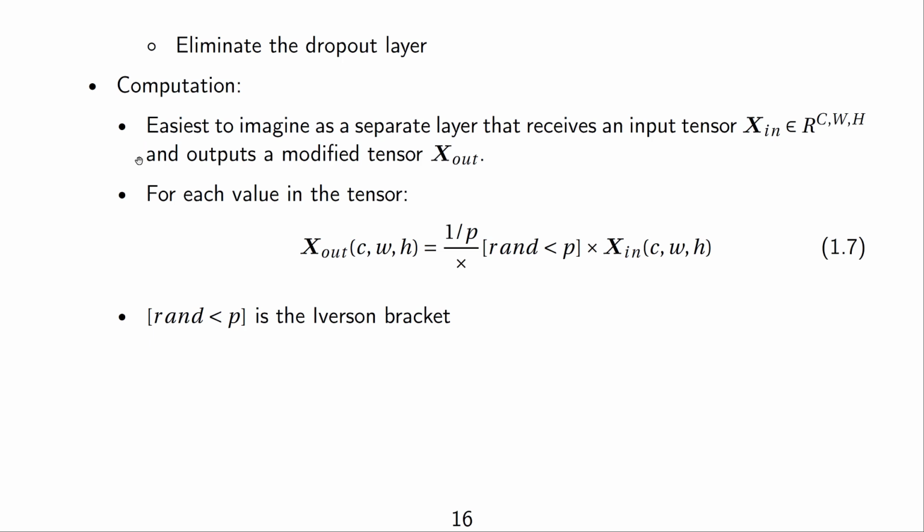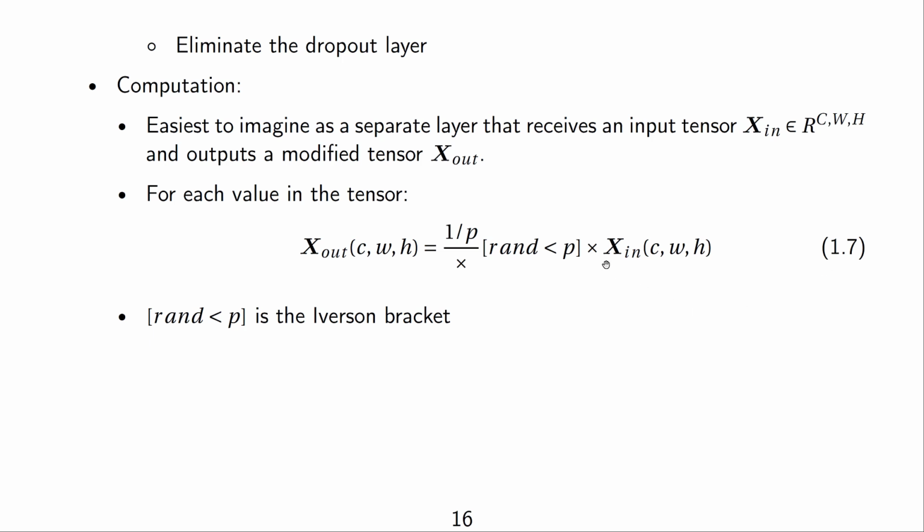Again, let's just write this with some more formal notation. The easiest way to imagine dropout is as a separate layer in the network that has a tensor that comes as input and one modified tensor that leaves as output. Both of these tensors have the same size, and we just say this is some tensor that has a number of channels, a width, and a height. But of course, this also applies to vectors or whatever other tensor you would like to think of.